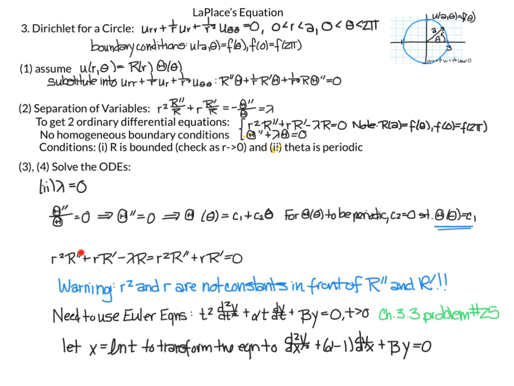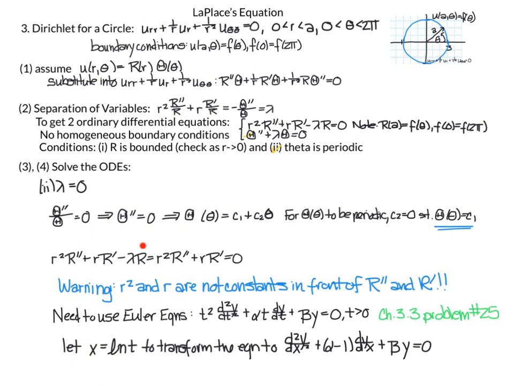So r squared r double prime plus r prime minus lambda r is equal to, because lambda is equal to 0, r squared r double prime plus r prime equals 0. And one thing I'm going to warn you about before you go for a characteristic equation is this r here, it's not a constant. This is the variable. So you can't just do a characteristic equation. You need to do something different.